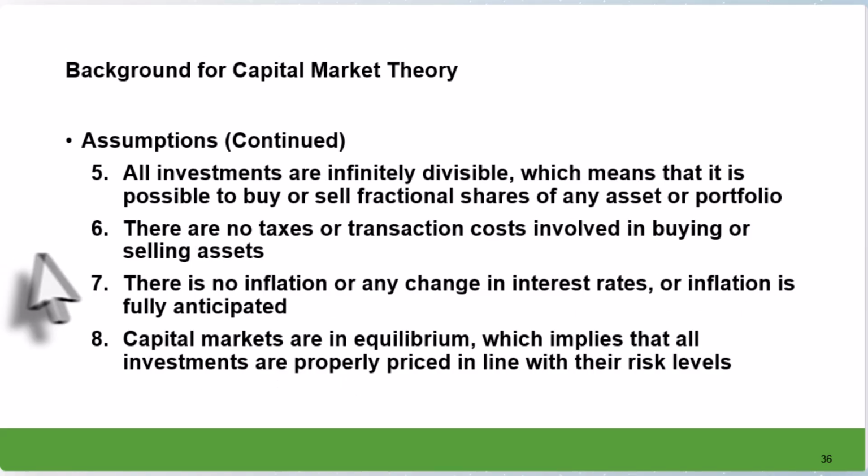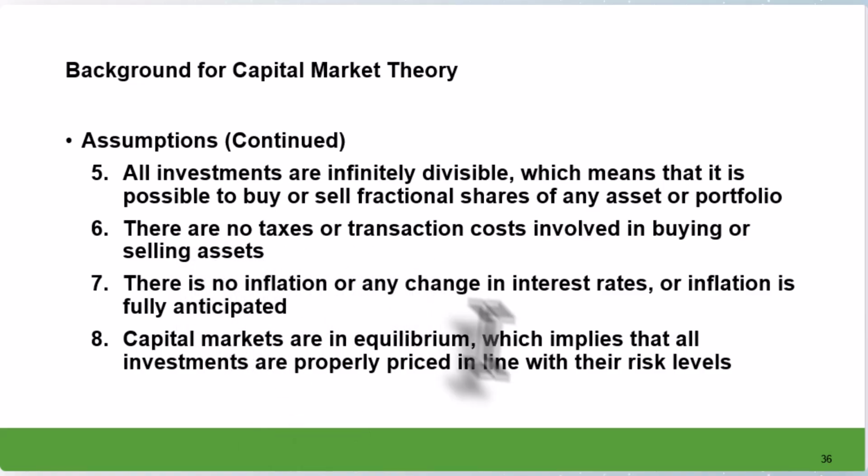In addition, all investments are infinitely divisible, right? Now, this is a little bit more possible now for stocks and bonds than previously, but certainly is not for all assets. So your house is considered an asset. It's an investment that you make. You can't divide that in half, right?